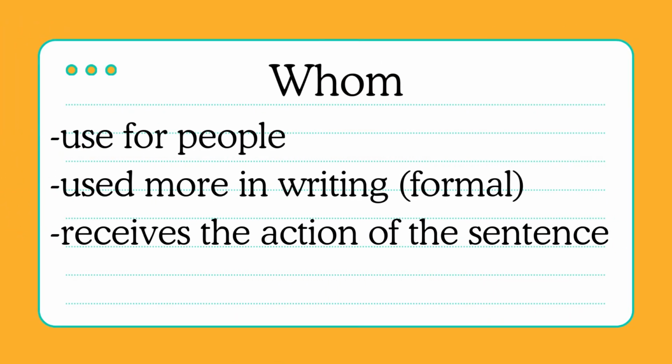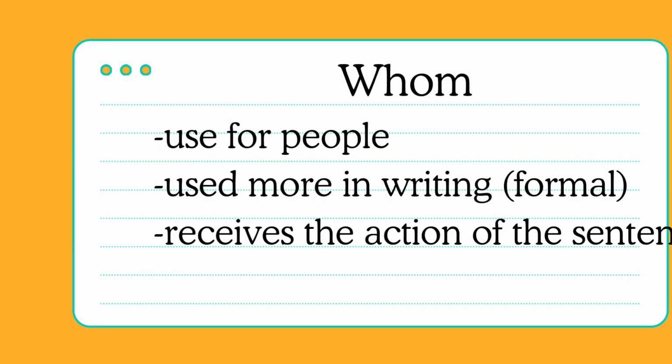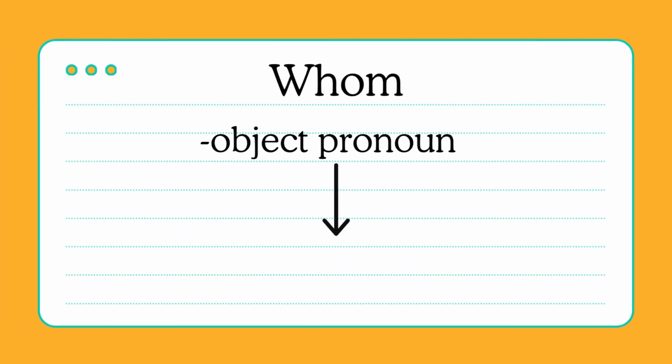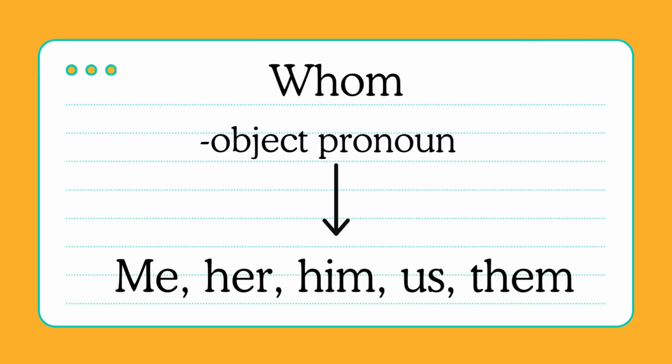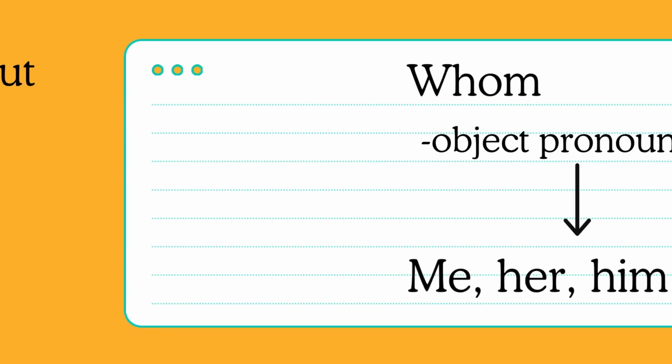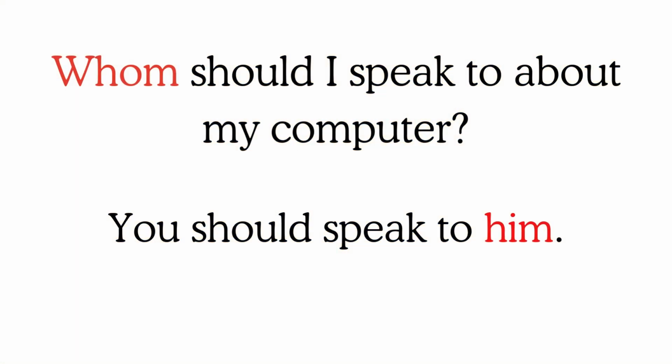Next up, we have whom. We use this for people. It's used more in writing, and it tells us who receives the action of the sentence. Whom is an object pronoun like me, her, him, us, and them. Let's see. Whom should I speak to about my computer? You should speak to him.